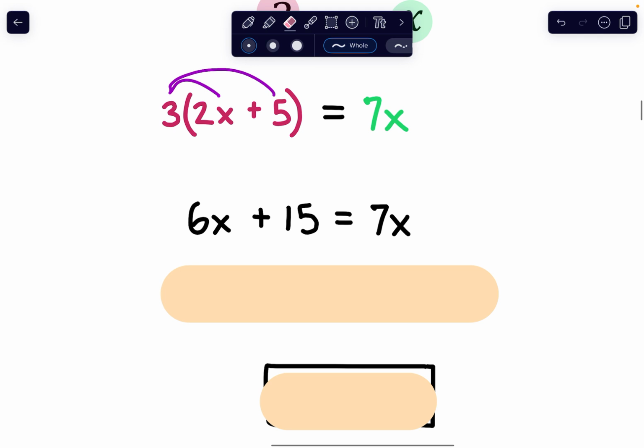So if you're looking on your graphic organizer, you see, do I need to distribute? Already did that. Do I have like terms to combine on one side or the other? Remember, here's our center. So no, we do not. The left side, those are not like terms. The right side only has one term.